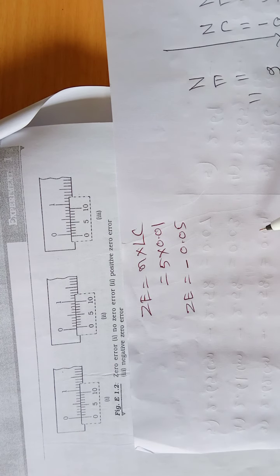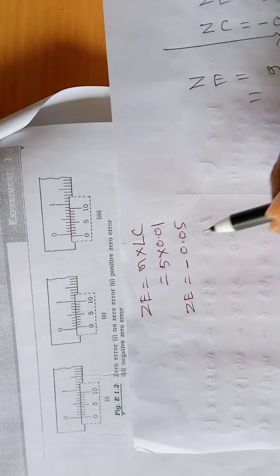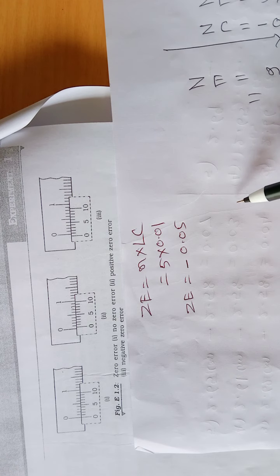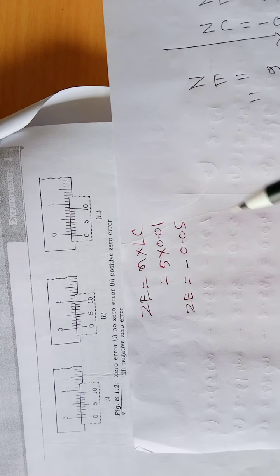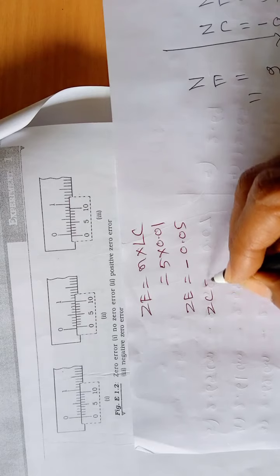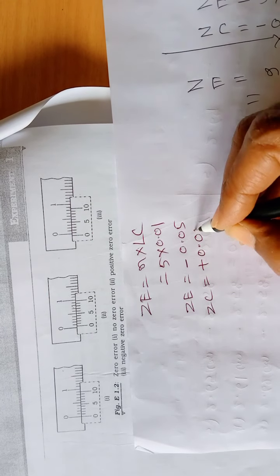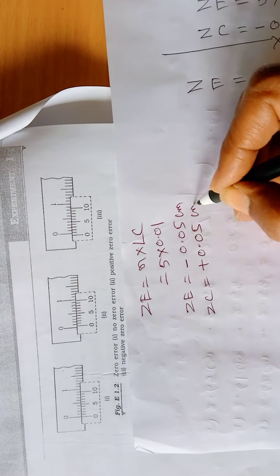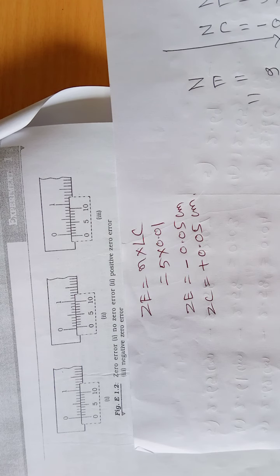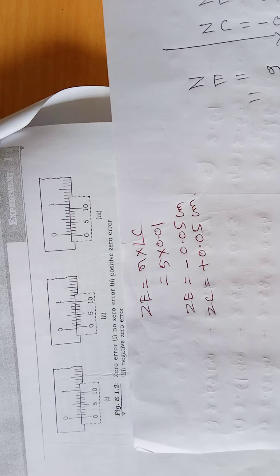It means if you make use of this instrument, every time the measured value will be this much less than the true value. Therefore, you have to add this much. Therefore, the correction is plus 0.05. That's all. So here this instrument is having zero error, and the error is occurring systematically, and you are able to rectify the error.